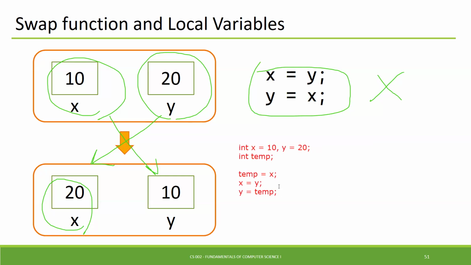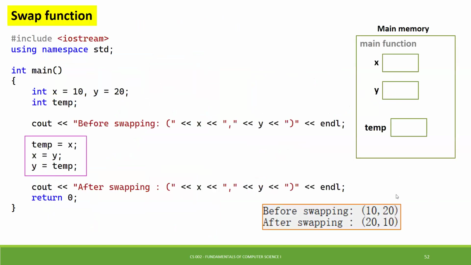And guys, I want to make a swap function. Okay, look at this one. There is no swap function yet. I have x and y in the main. There is only one function, main. So x is 10, y is 20. Before swapping, 10, 20 will be printed out.